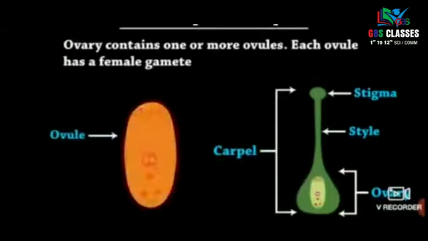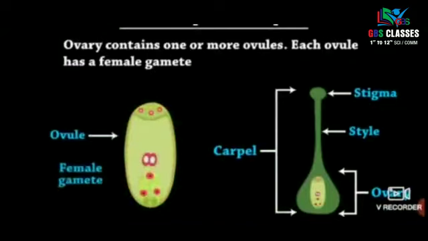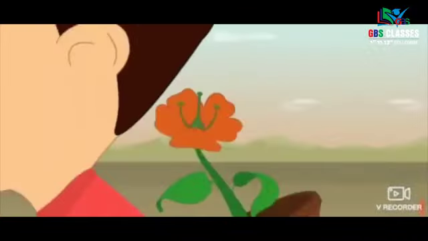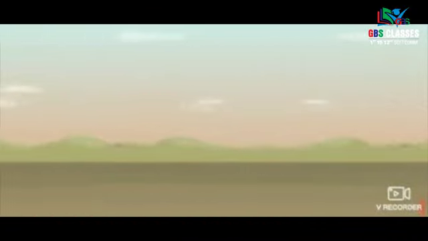Now the ovary contains one or more ovules, and each ovule has a female gamete. Each ovule, as the diagram shows, consists of female gametes.